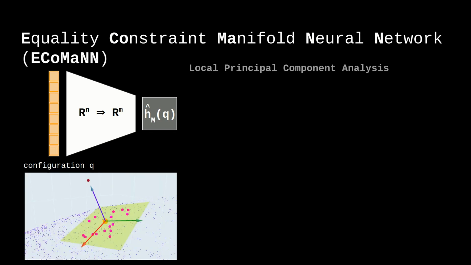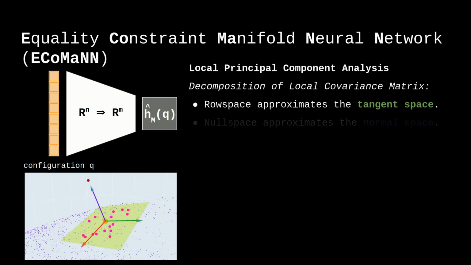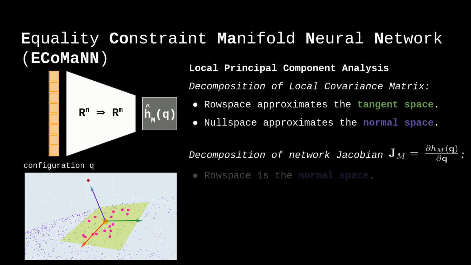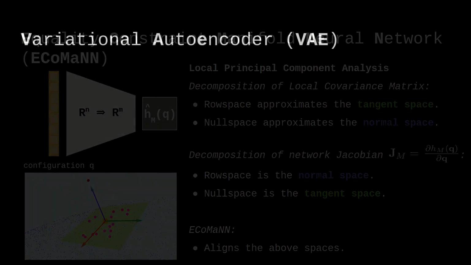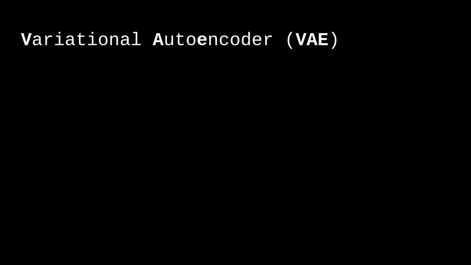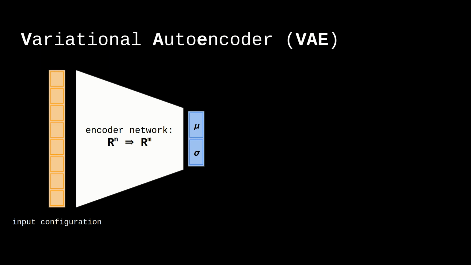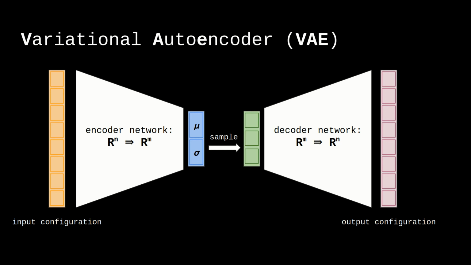ECOMAN works by using local PCA to align the row space of the data covariance matrix with the null space of the network Jacobian, and the null space of the data covariance matrix with the row space of the network Jacobian. ECOMAN is trained to minimize the projection errors of these spaces to each other. The second method we investigate, the variational autoencoder, is a method for learning a generative model of a set of data. They consist of an encoder, which embeds data points as a learned Gaussian distribution, and a decoder, which takes a sampled latent vector and produces a reconstructed point in the original space.